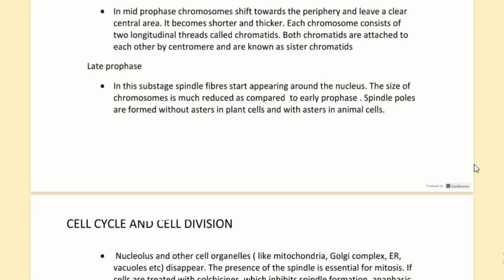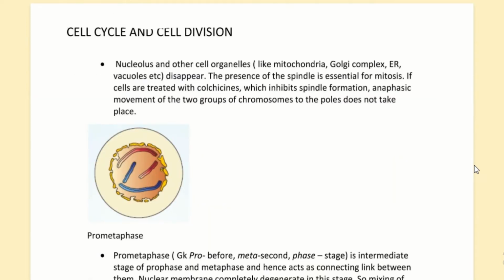Then we have late prophase. In this substage, spindle fibers start appearing around the nucleus. The size of chromosomes is reduced compared to early prophase. Spindle poles are formed without asters in plant cells and with asters in animal cells. Nucleolus and other cell organelles like mitochondria, Golgi complex, vacuole will disappear. The presence of spindle is essential for mitosis. If cells are treated with colchicine, which inhibits spindle formation, anaphasic movement of two groups of chromosomes to poles does not take place.